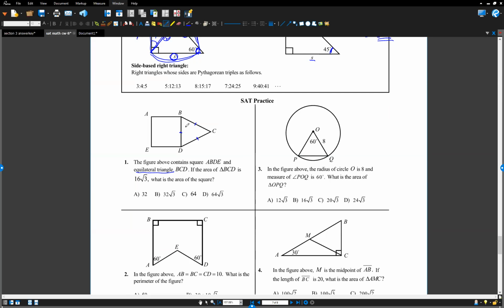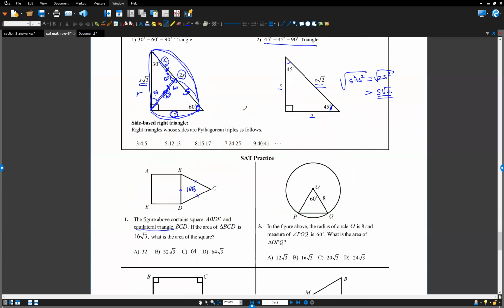The area of triangle BCD is 16 radical 3. What is the area of this triangle's square? First, we're going to memorize this one. What is the area of an equilateral triangle?